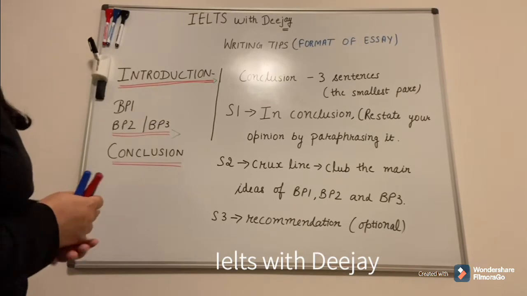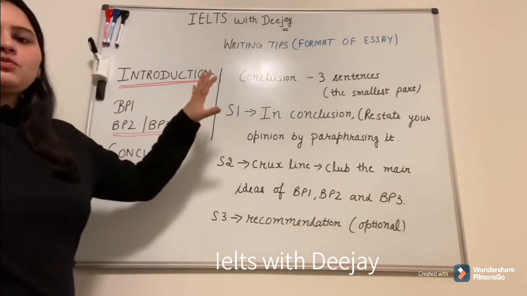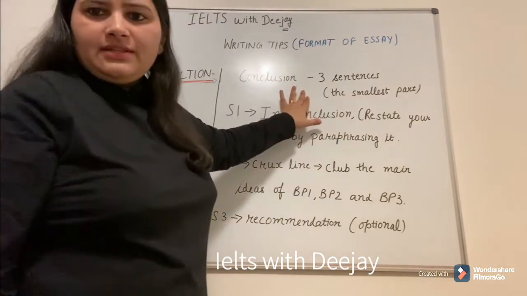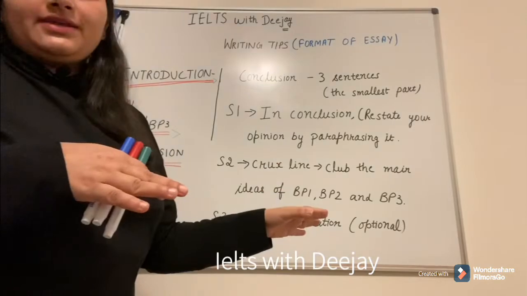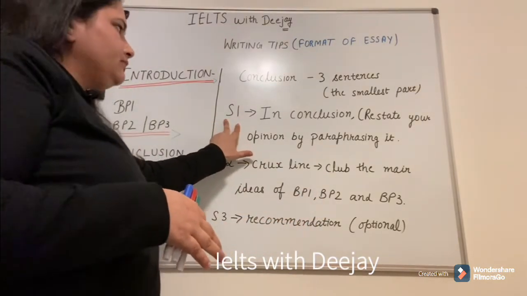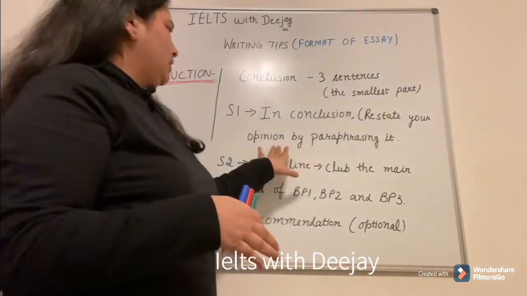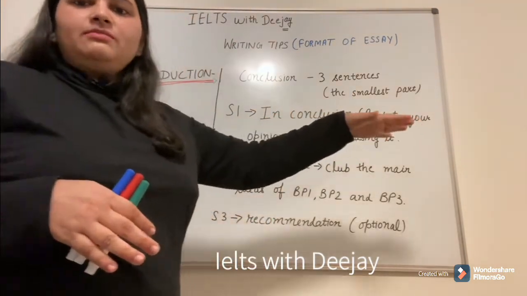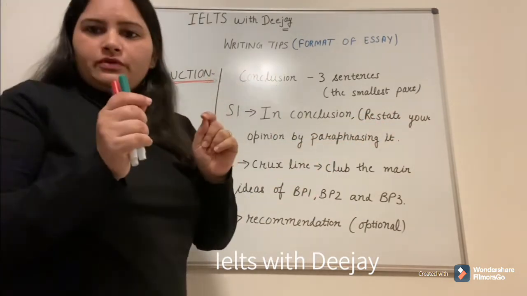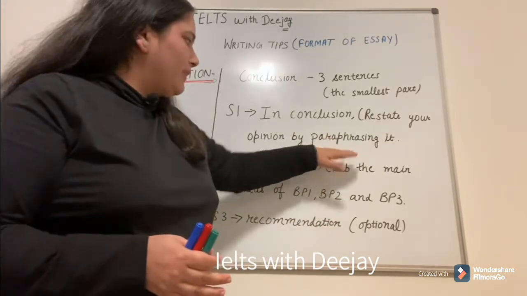And now we have the conclusion. The conclusion should be the smallest one. We have to give only 3 sentences. Only 3 sentences are enough to conclude our essay. What we have to do is, in S1, sentence 1, we will use a connector in conclusion. We will restate our opinion by paraphrasing it. Paraphrasing simply means that what we have written in the introduction, we will change the set of words if we can. So we should do the paraphrasing.